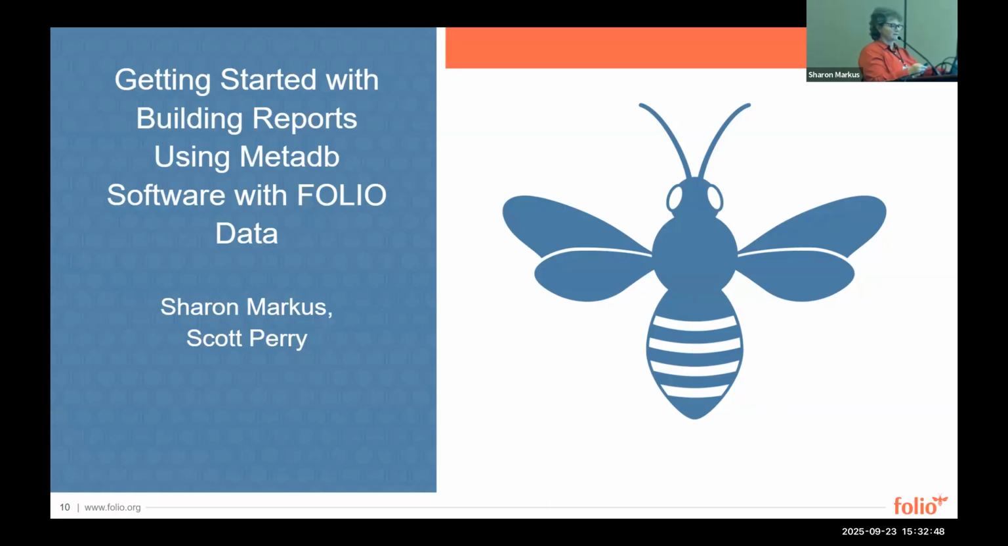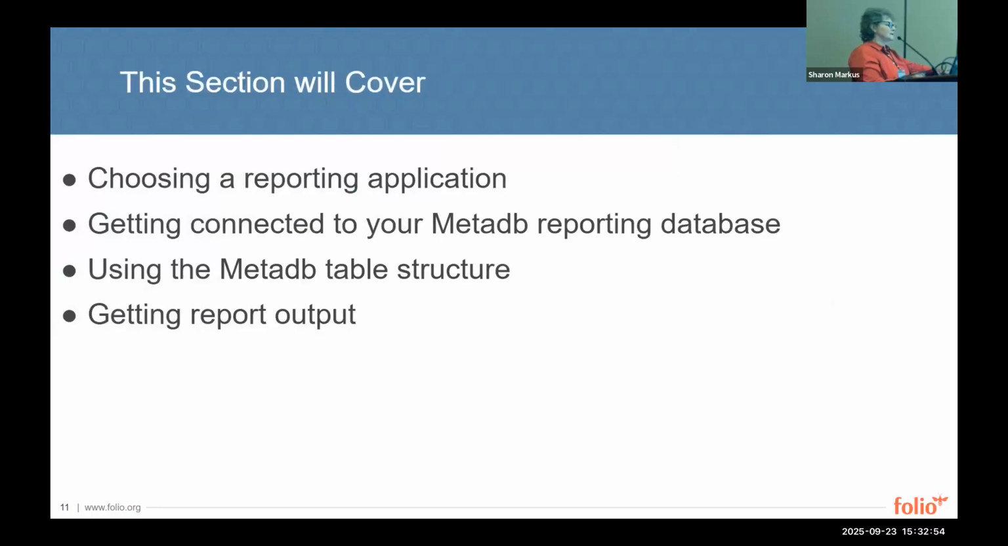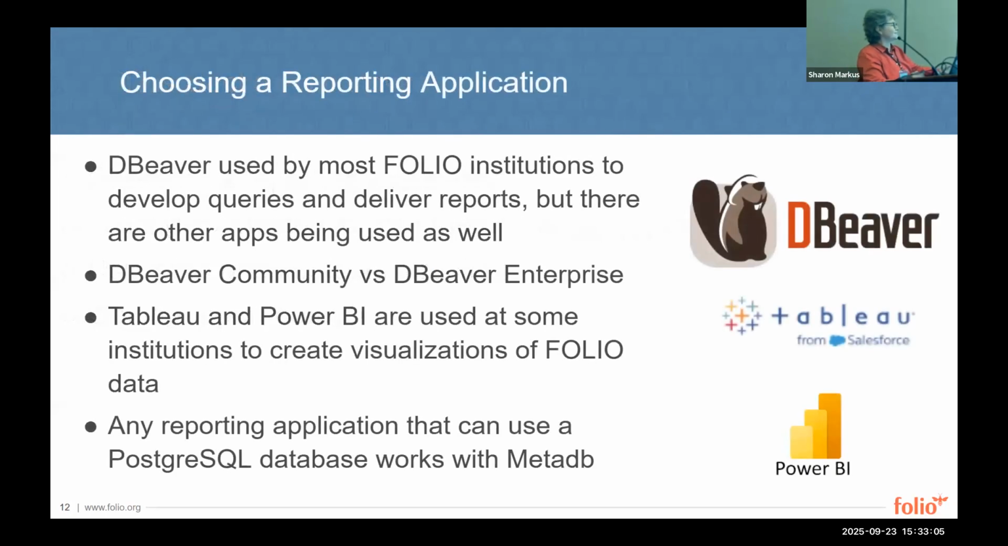All right, so getting started with building reports. There's a lot to this, so I'm just going to give you the highlights. The first thing you want to do is choose a reporting application and get connected to your reporting database. We're going to talk about the table structure and getting output. This is a very short session, so we're going to have to go a little fast, but you can just reach out to us if you have any questions about how to do this.